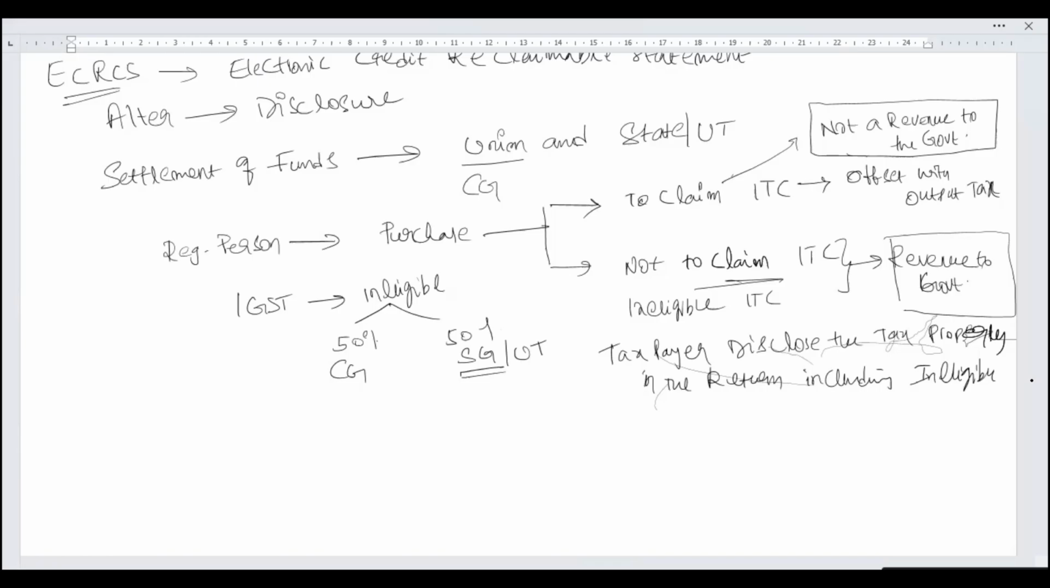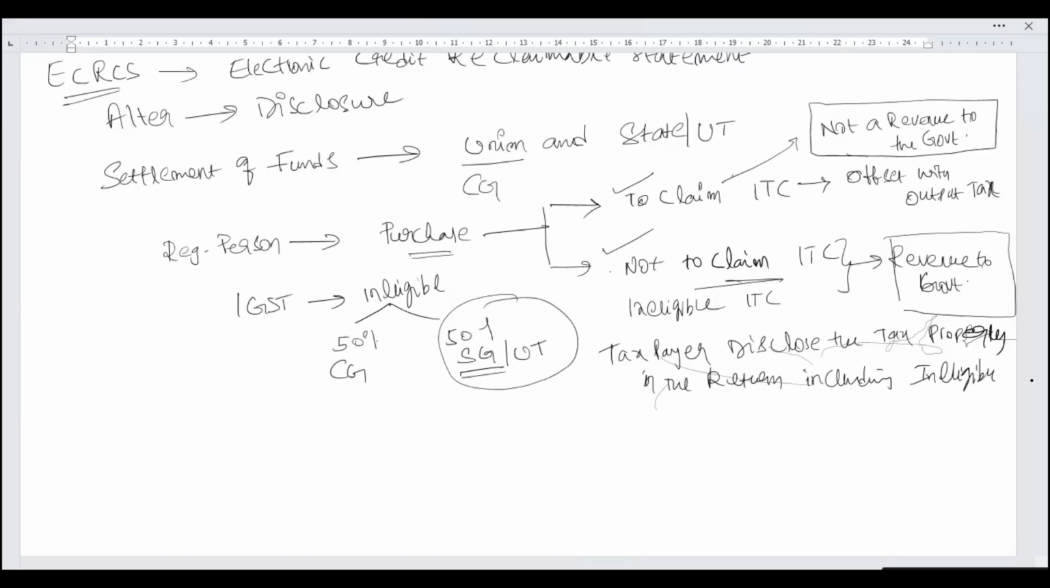This is where the government started pushing the SSC. Look, whatever purchases are there, don't alter them. Show eligible, show ineligible. When you disclose ineligible, I'm going to get my share of revenue from the central government. This is where every state started pushing the taxpayers.